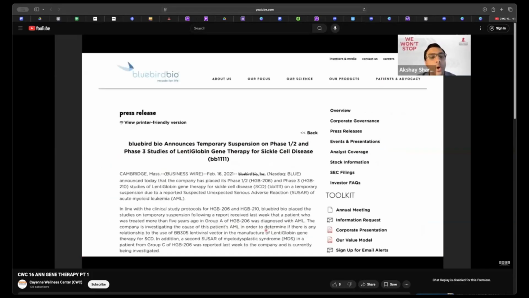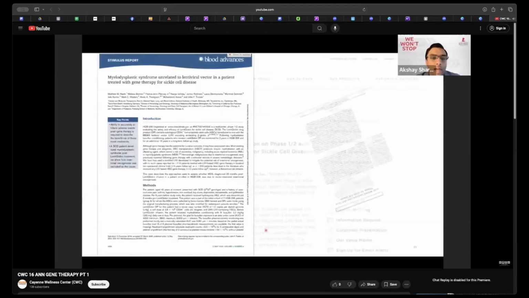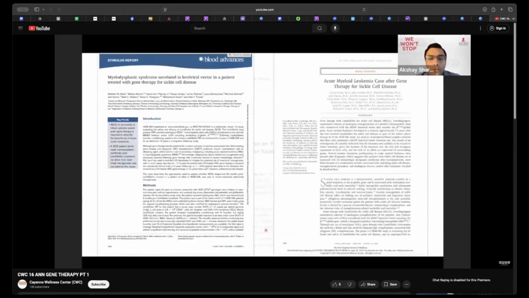Now, this is not what happened in the Bluebird trial, though this is a theoretical risk. It could happen. Extensive evaluation was done, and two papers were published subsequently, and they clearly showed that the virus was not involved in the development of leukemia in these patients.